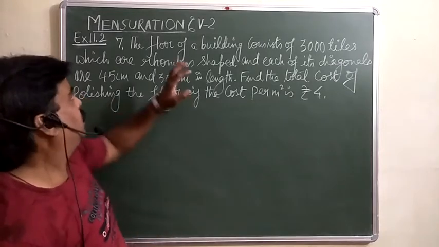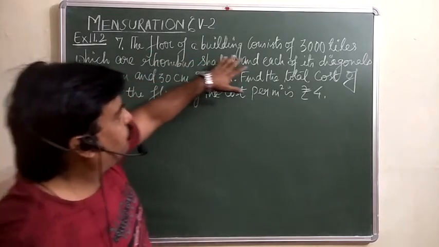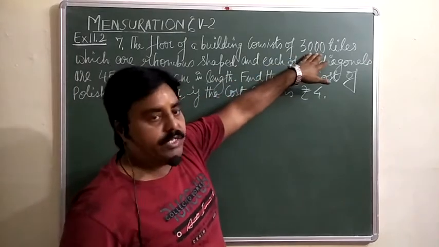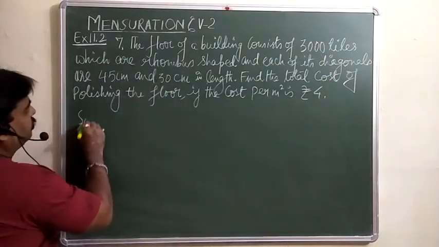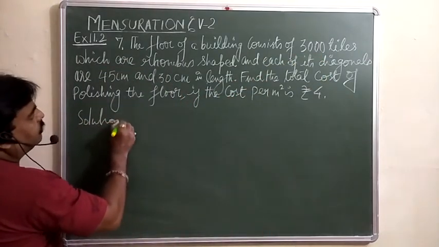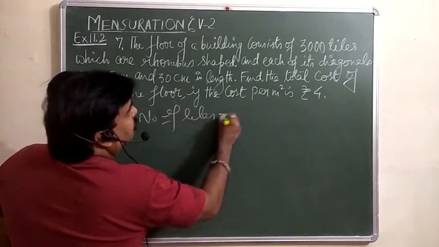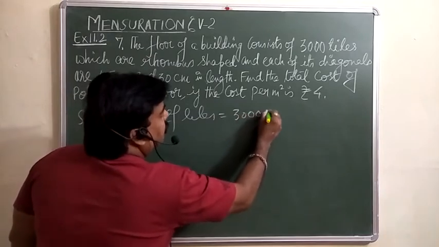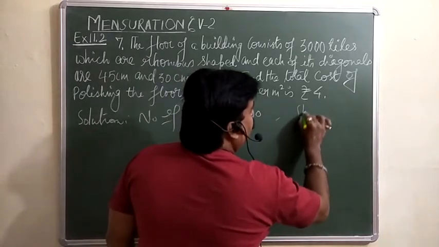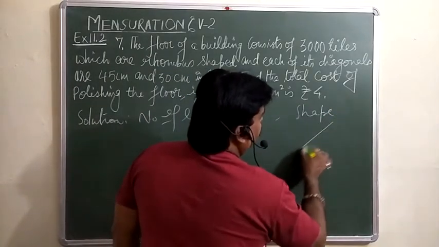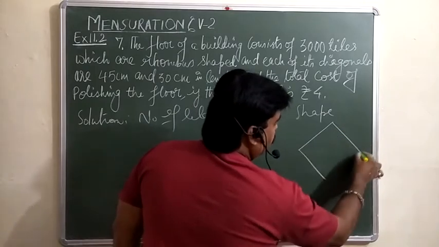Now the question number 7. Question is, the floor of the building consists of 3000 tiles. Number of tiles are given. 3000 tiles are there, but the shape of these tiles is the rhombus.